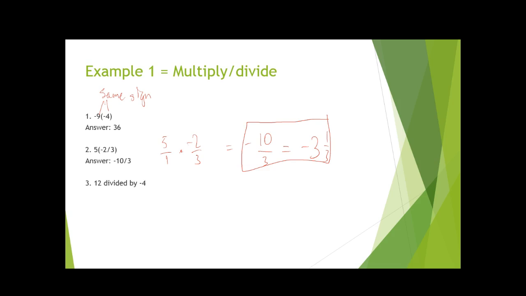12 divided by negative 4. I have a positive and a negative. That means they're different signs. Then I know my answer is going to be negative. And 12 divided by 4 is 3, so it's negative 3. Finally, negative 12 divided by negative 4. They are the same sign, so when I divide them, I'm going to get a positive answer, and 12 divided by 4 is again 3.